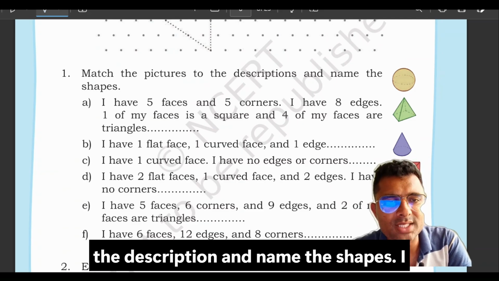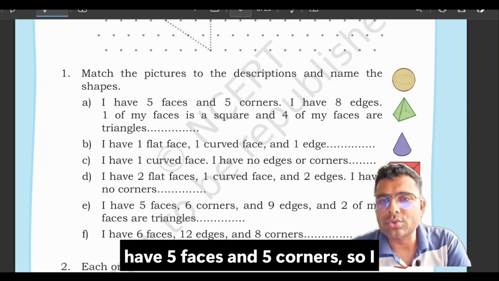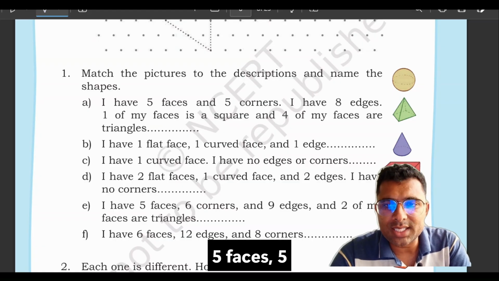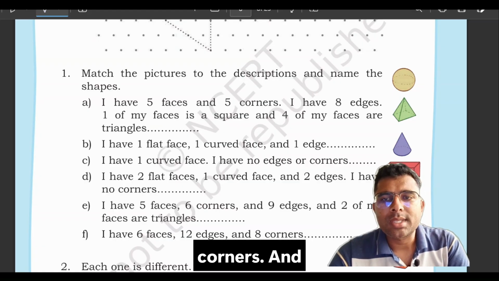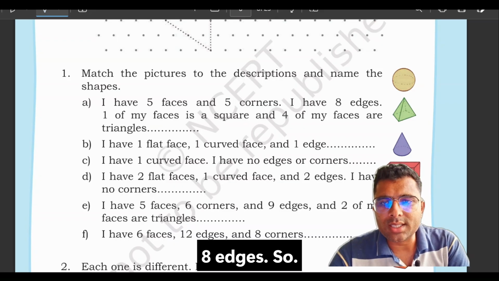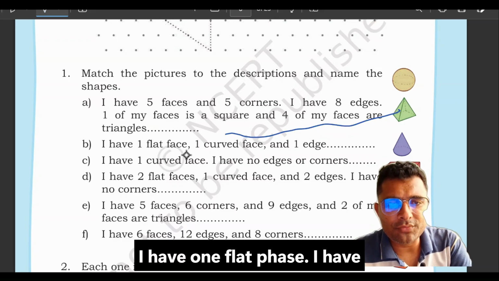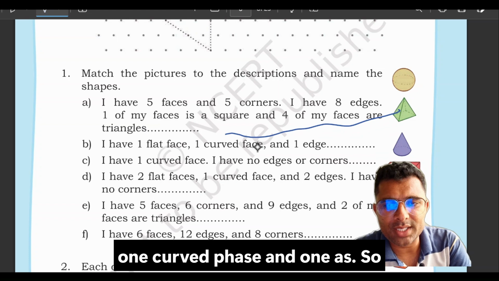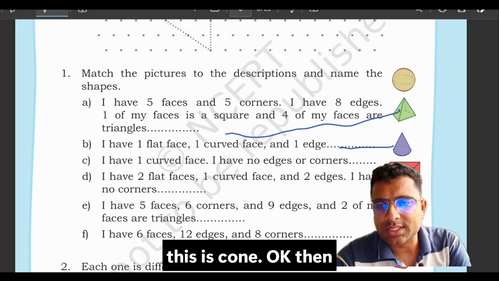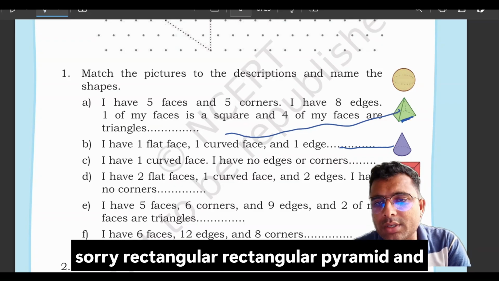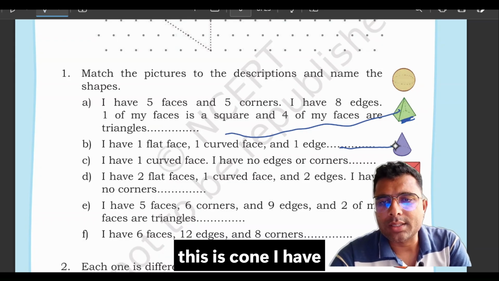I have 5 faces and 5 corners. I have 8 edges. 5 faces, 5 corners, and 8 edges, so this one. Okay, I have one flat face, I have one curved face, and one edge. So, bachcho, this is a cone. Okay, then this is a rectangular pyramid, and this is a cone.